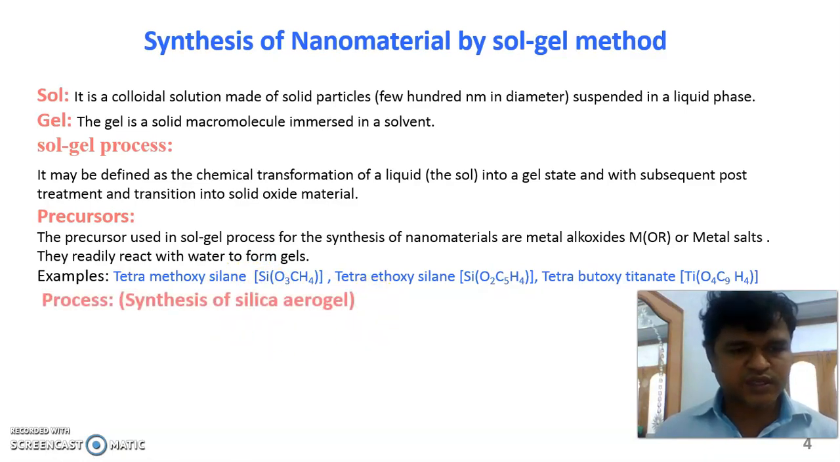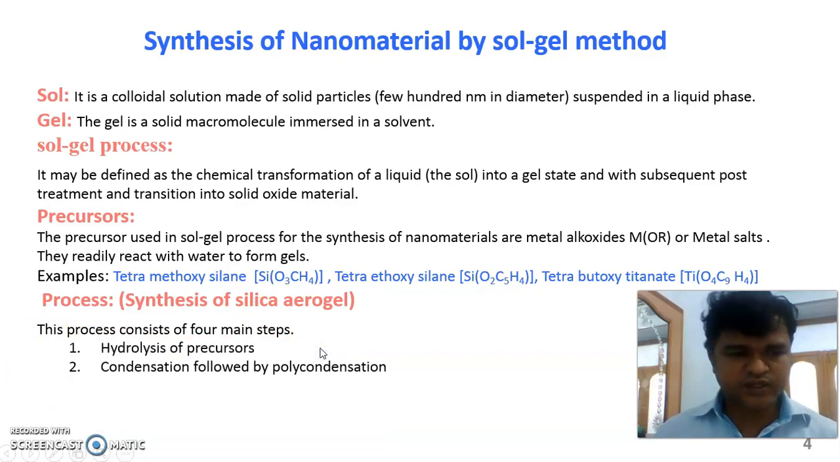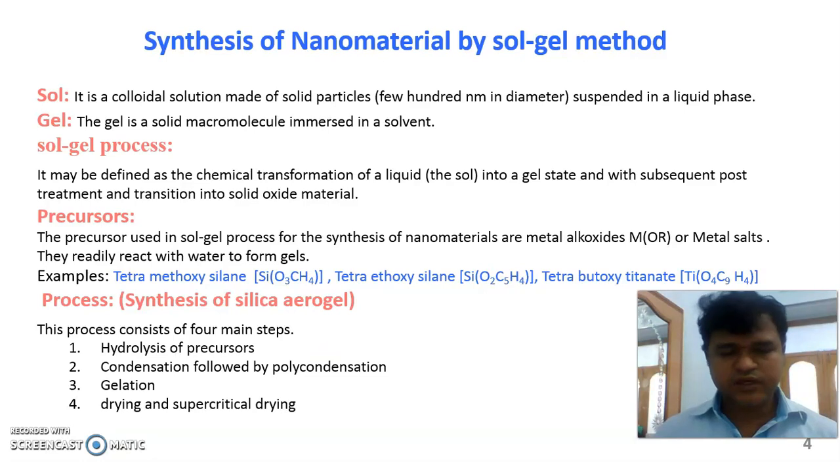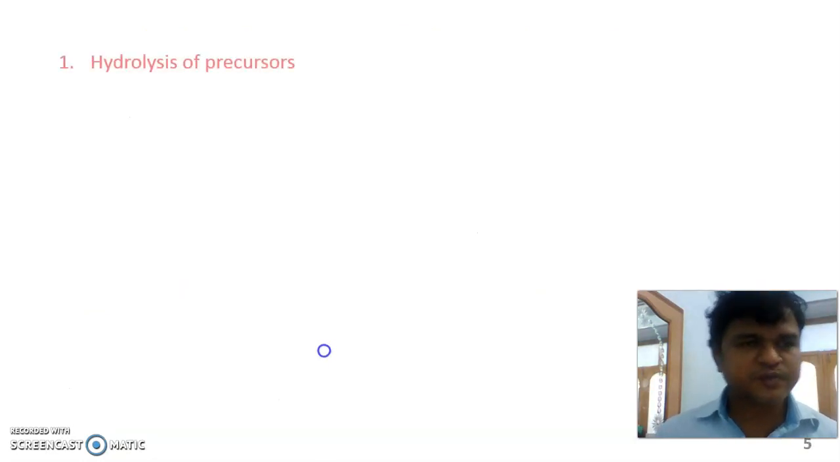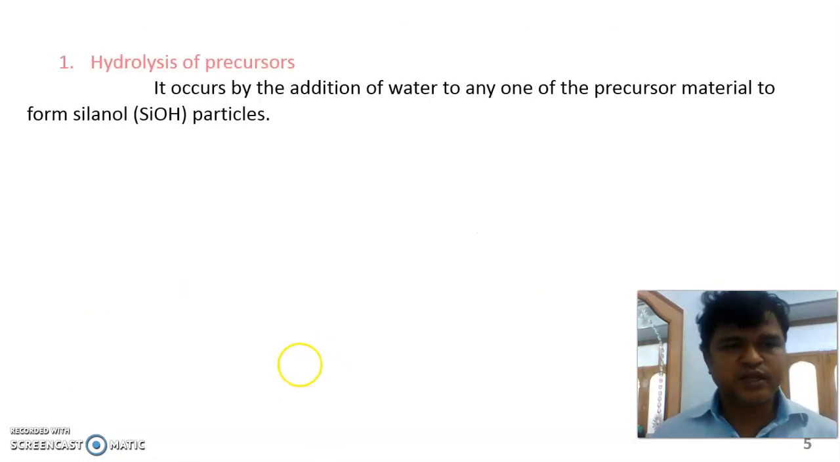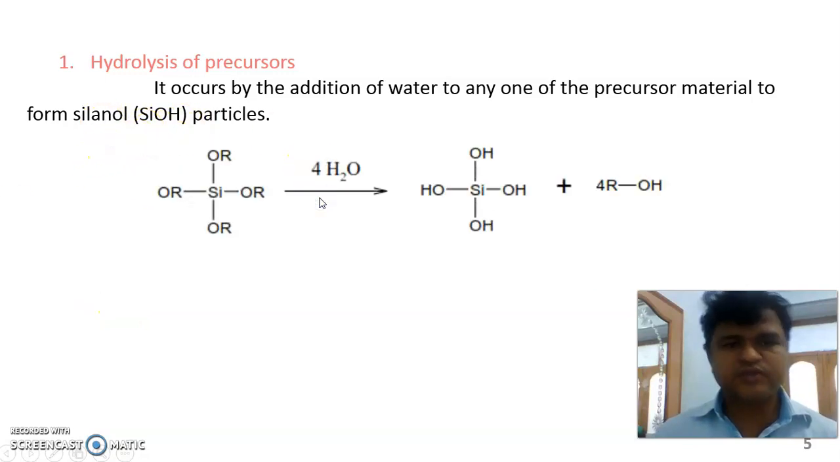Come to the process, how it happens. This process consists of 4 steps. First one, hydrolysis of the precursor. Second one, condensation by the polycondensation process. Third one, gelation. Fourth one, drying to get the product. First, hydrolysis of the precursor. Here our precursor is an alkoxide, or silicon alkoxide, alkoxysilicon. It undergoes hydrolysis to form silanols, because we are synthesizing silicon nanoparticles.